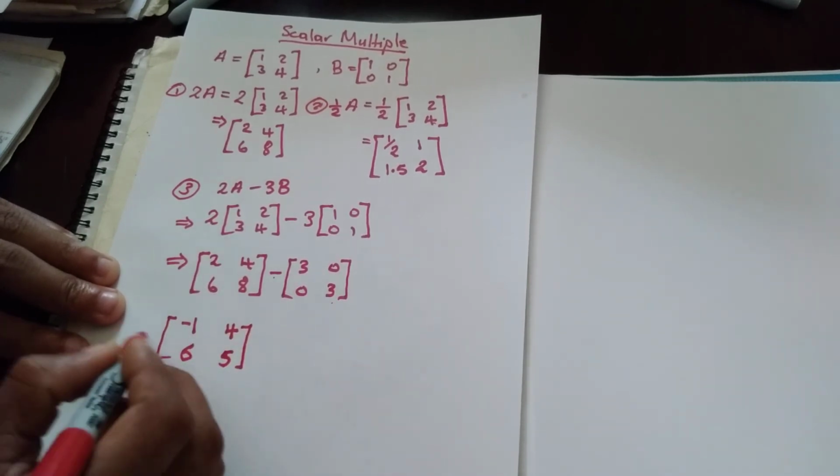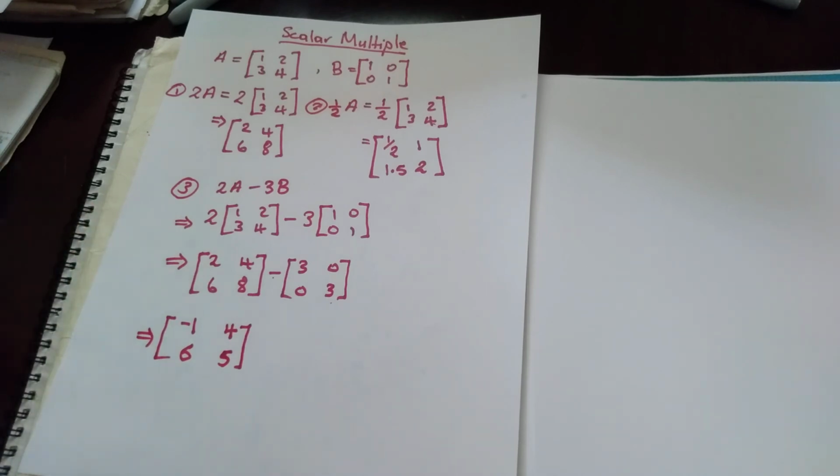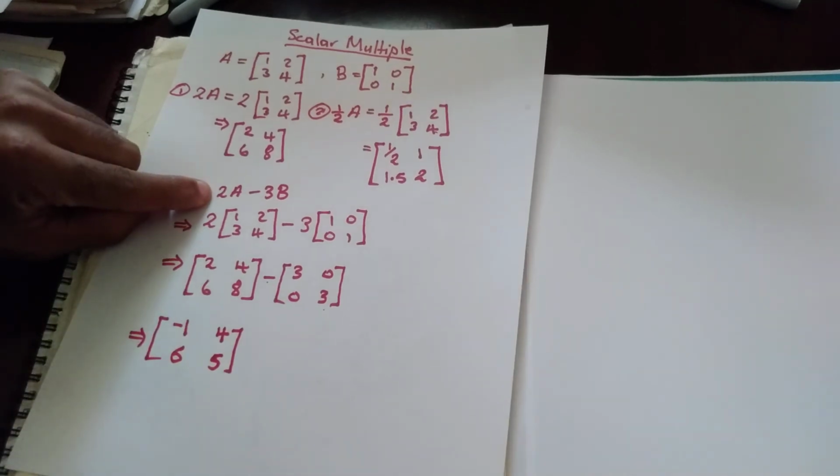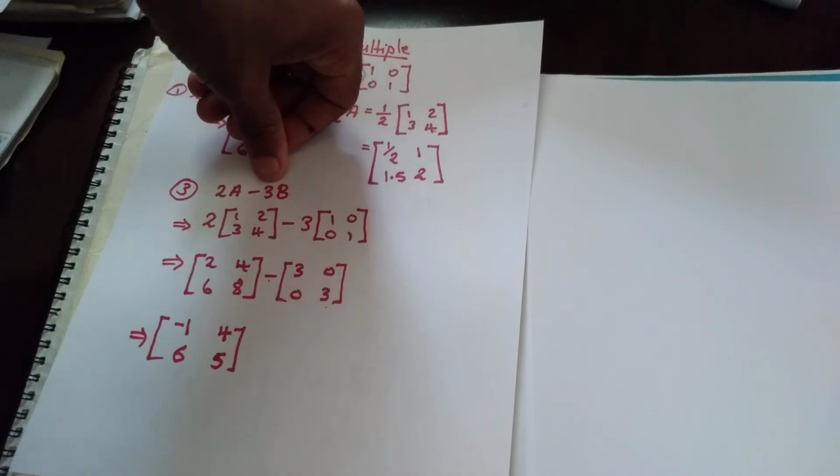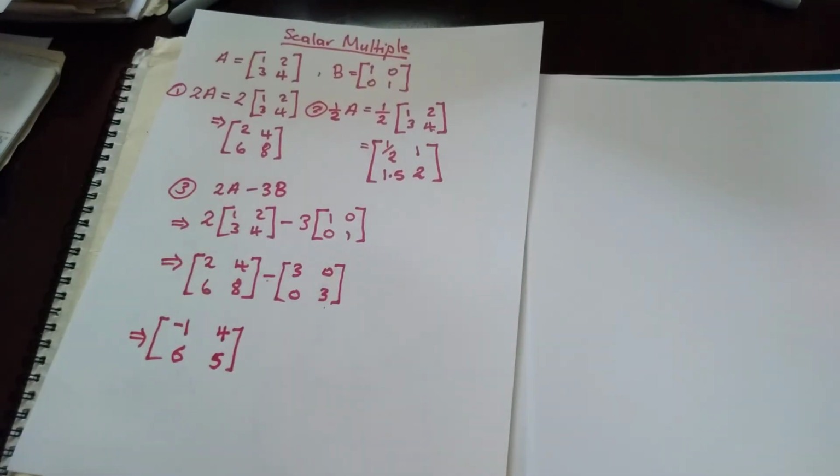So that would be the result for doing scalar multiples. Remember, the 2 would be a scalar multiple, and right here the 3 would be a scalar multiple. So that's it for this one.